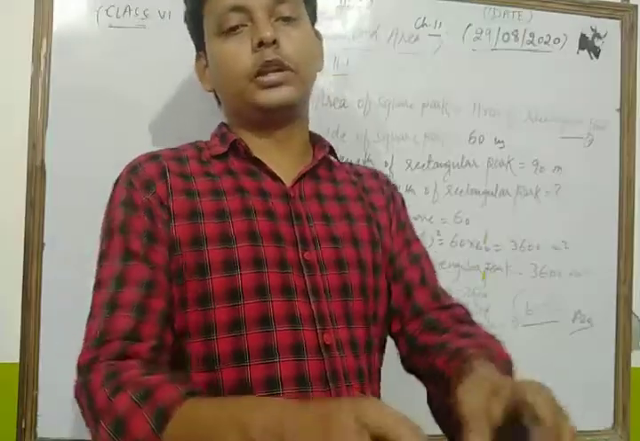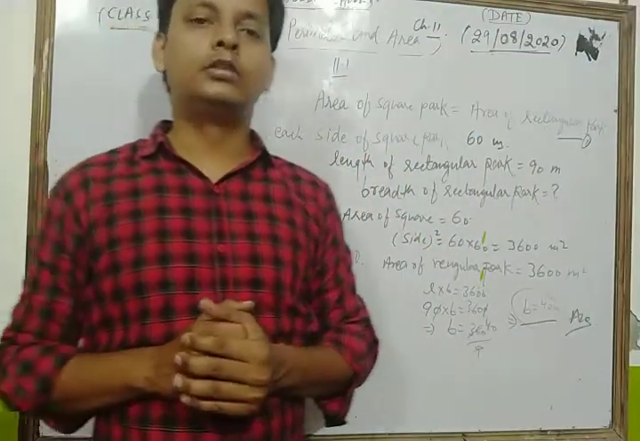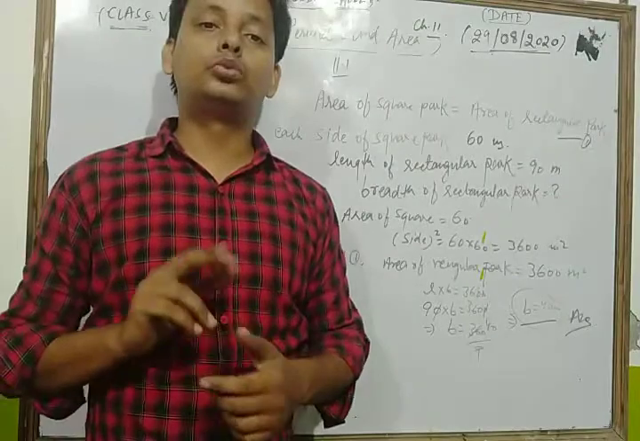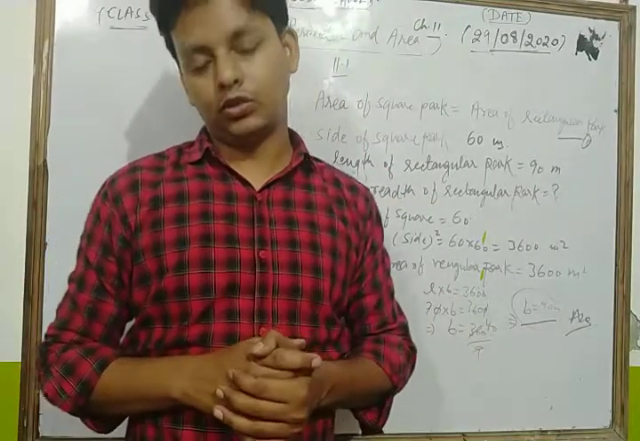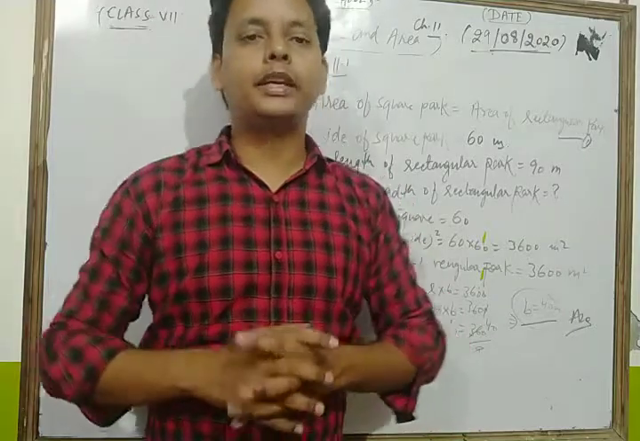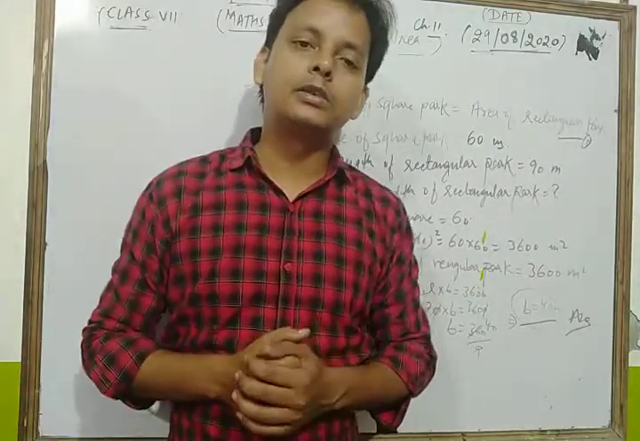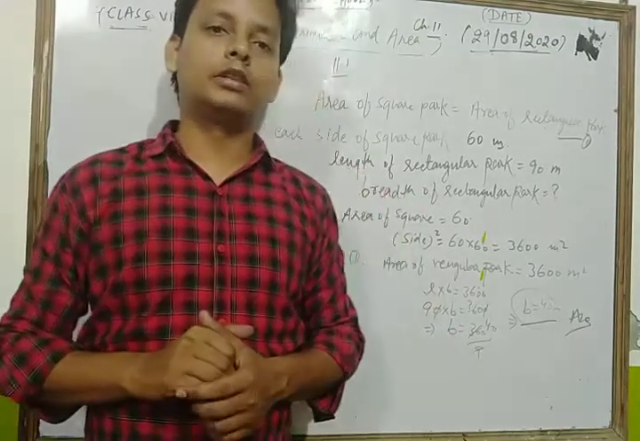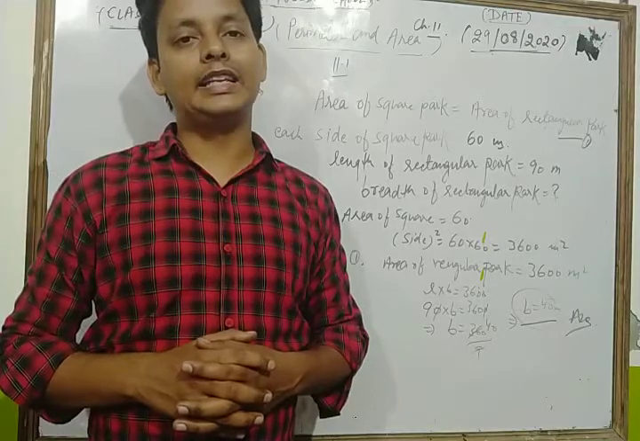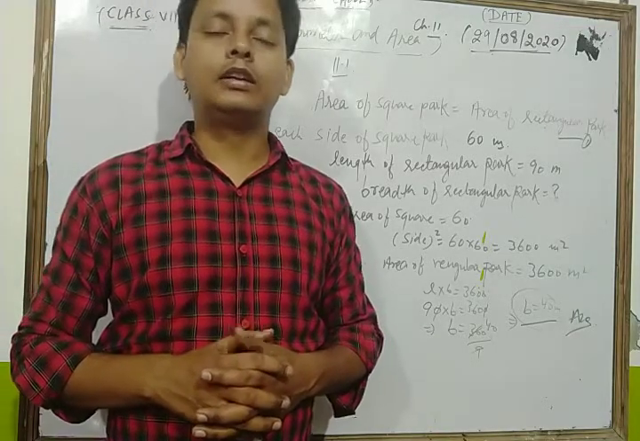So thus, dear students, today we discussed the chapter perimeter and area, and we discussed two important geometrical figures of that chapter, that is rectangle and square. We discussed all the properties of rectangle and square, and some important formulas related to it, and we solved some questions based on area and perimeter of square and rectangle.